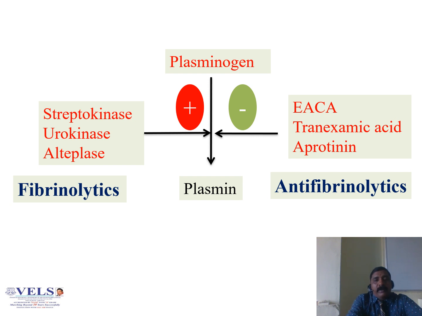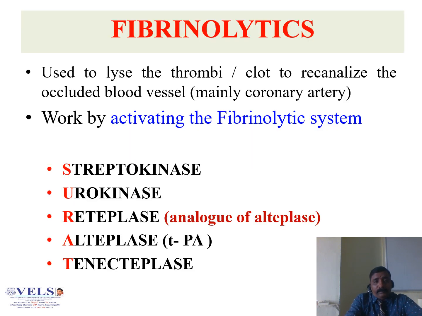What are the examples of fibrinolytics? Streptokinase, urokinase and alteplase. For antifibrinolytics, the examples are epsilon aminocaproic acid, tranexamic acid and aprotinin. Fibrinolytics are used to lyse thrombi and clots to recanalize occluded blood vessels, mainly the coronary artery, by activating the fibrinolytic system.